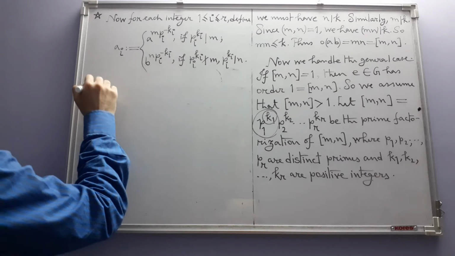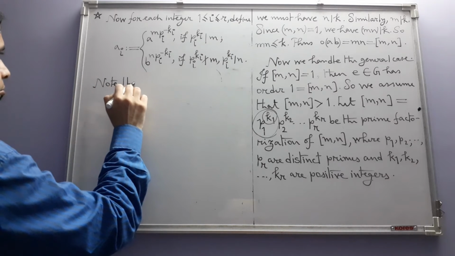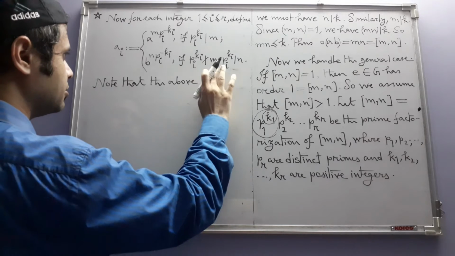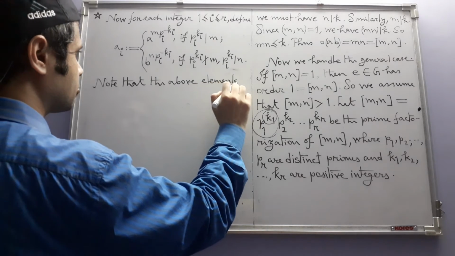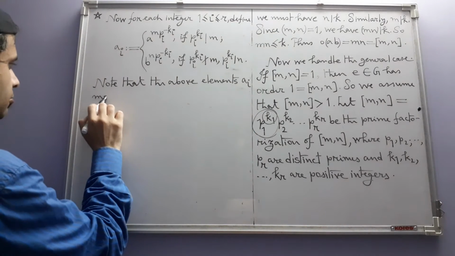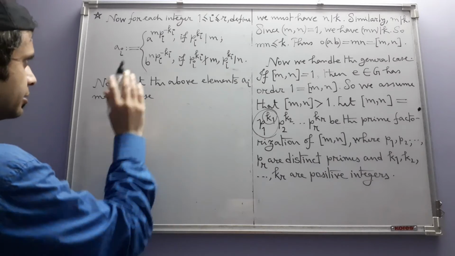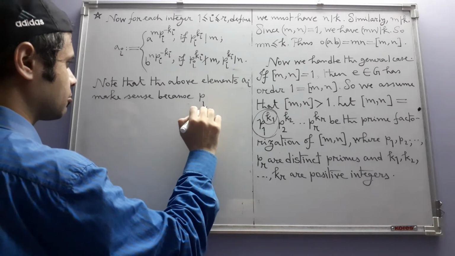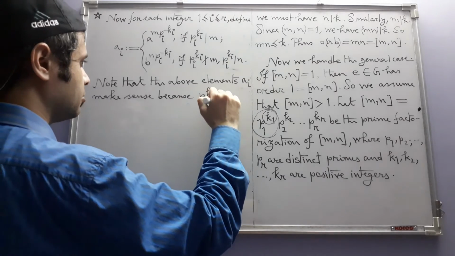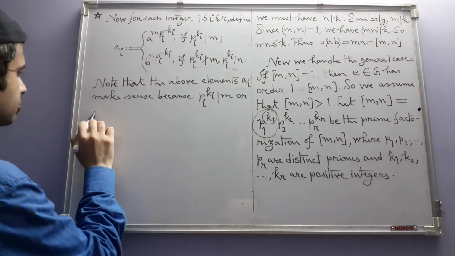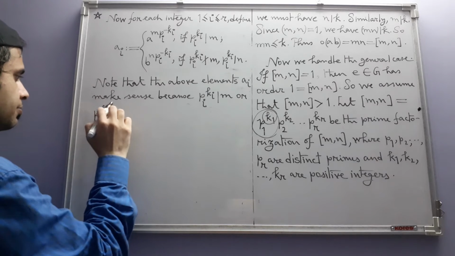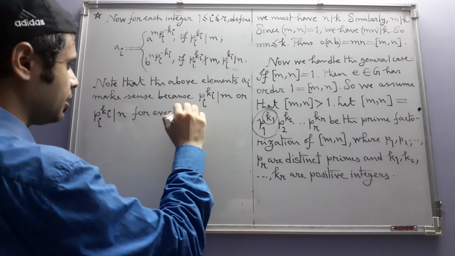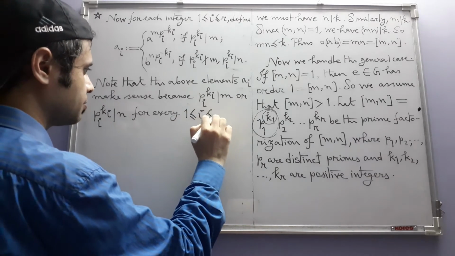Note that the above elements ai, or rather this definition, makes sense, because pi to the power ki divides m, or pi to the power ki divides n, for every i lying between 1 and r.